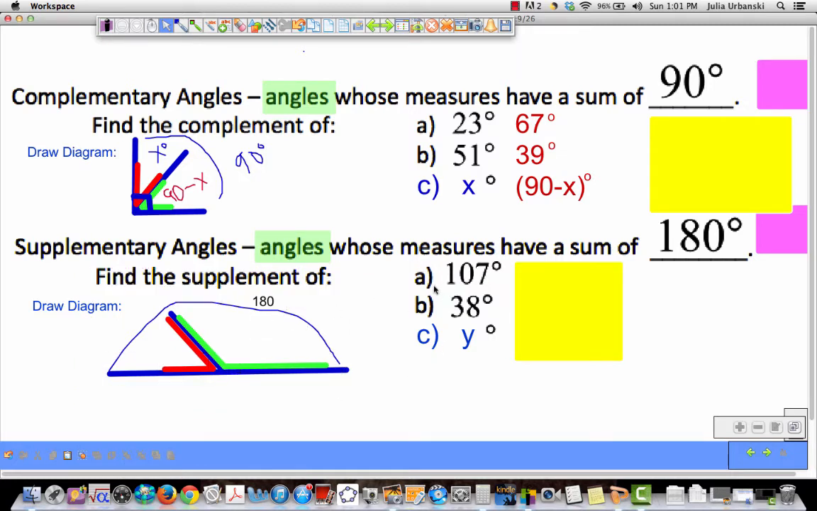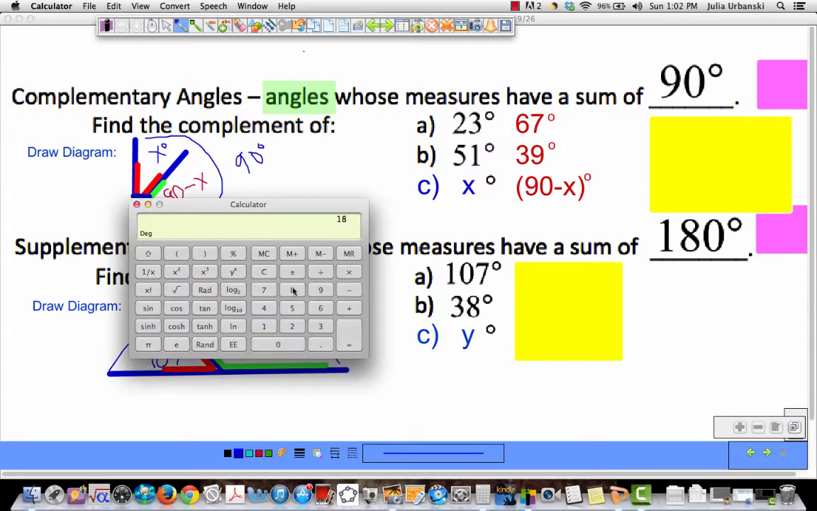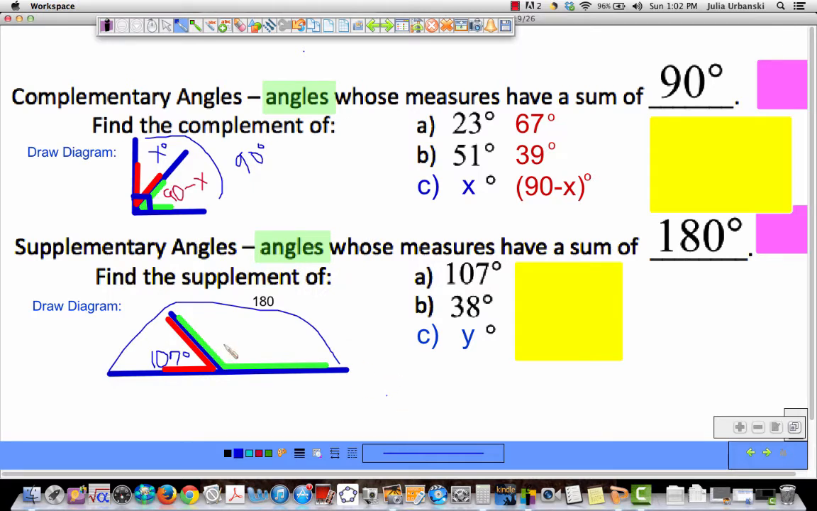If one of the angles is 107, right here, 107, and it doesn't matter which one is which, we're just looking at it. I know that the red one looks smaller, but don't go by what it looks like. We're just using the same sketch for each one. Go by the facts. How would you find the missing one? 180 minus 107. And your answer is 73 degrees for the other angle. 73 degrees. So together, 107 plus 73 add up to 180, just like we've done in the past.